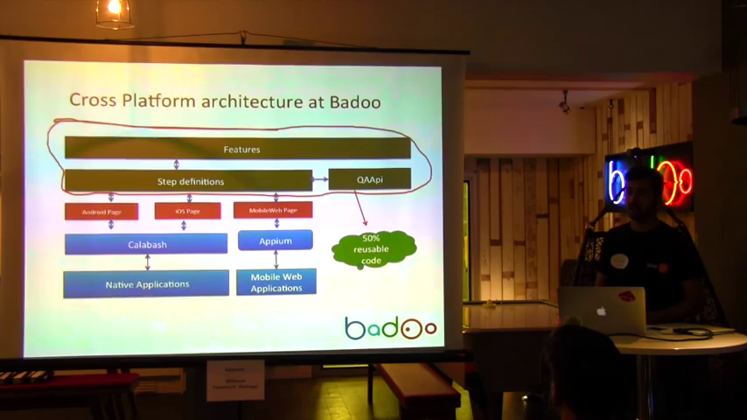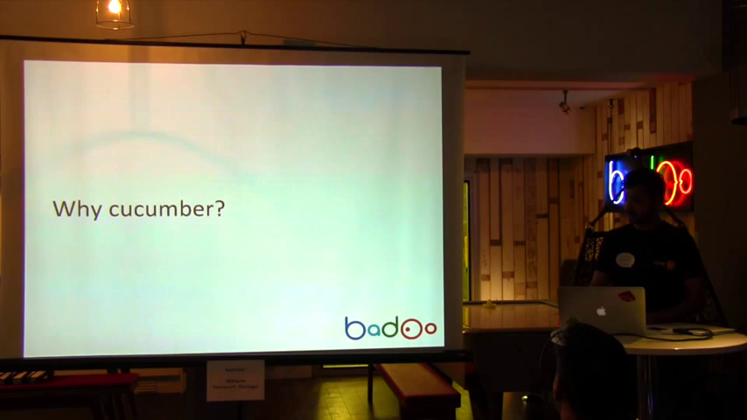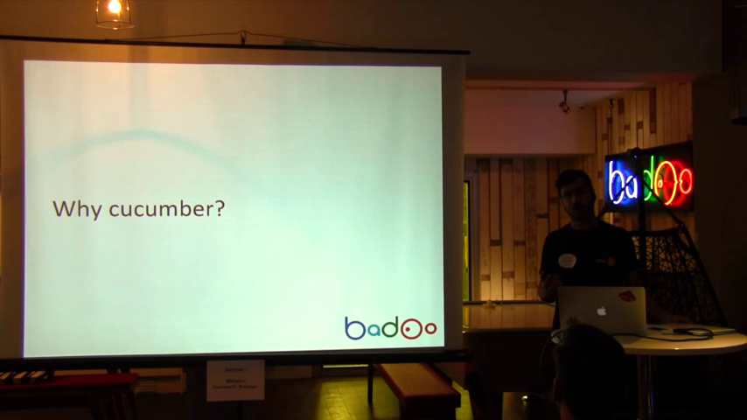So that is about how we are automating at Badoo. The next thing, at the end of my slides, is why we want to use Cucumber. Before using Cucumber, I started automating in Java using Robotium for Android.